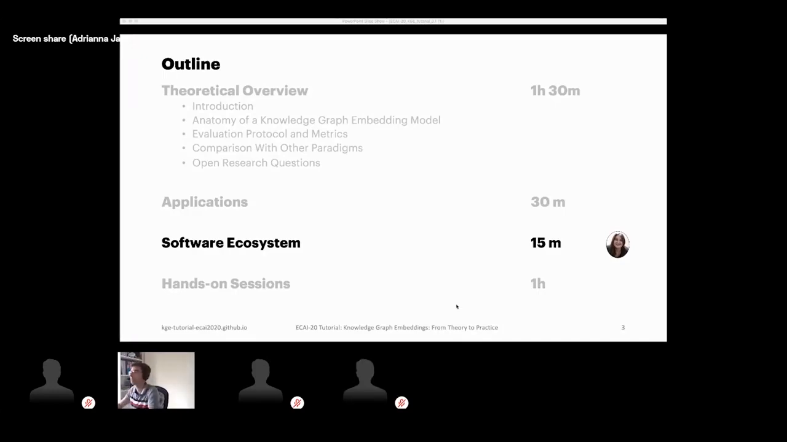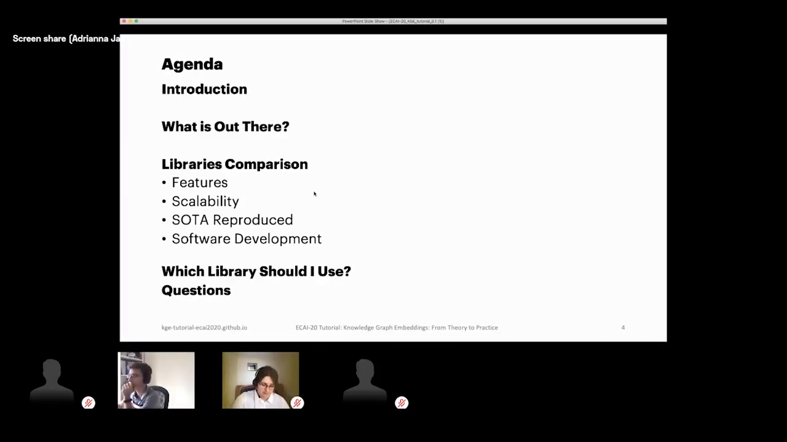I hope you're enjoying the tutorial. I will talk about a software ecosystem around knowledge graph embeddings. Let me go through the agenda first. We will be talking about the different libraries that you can find to work with knowledge graph embeddings. We will see a quick overview of what is out there and then do a short comparison between libraries according to features, scalability, whether state of the art was reproduced, and software development practices. Then we will conclude with a section on which library to use.